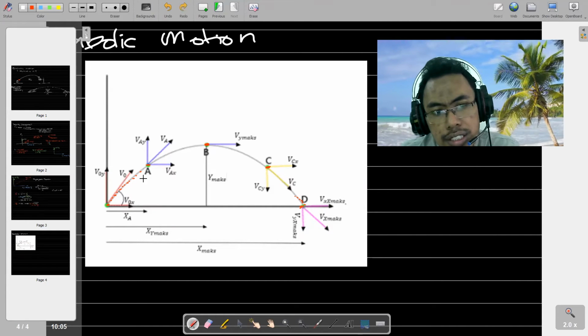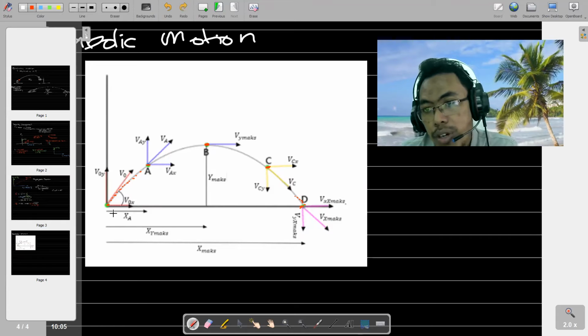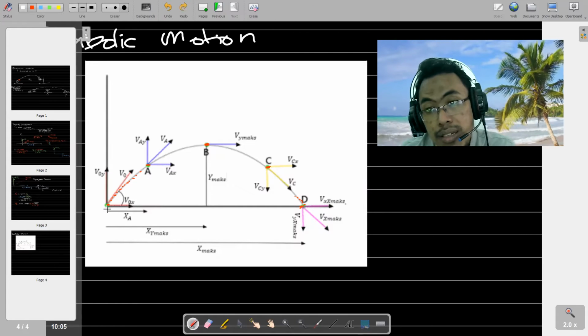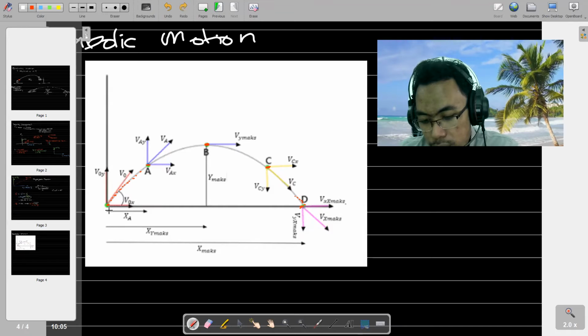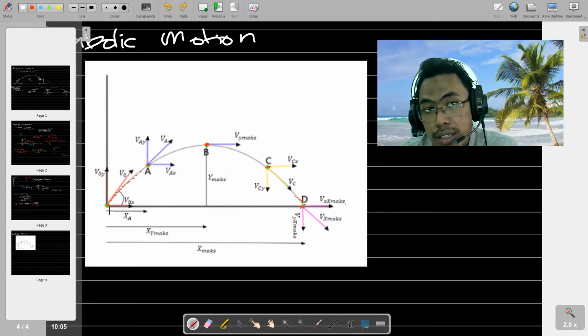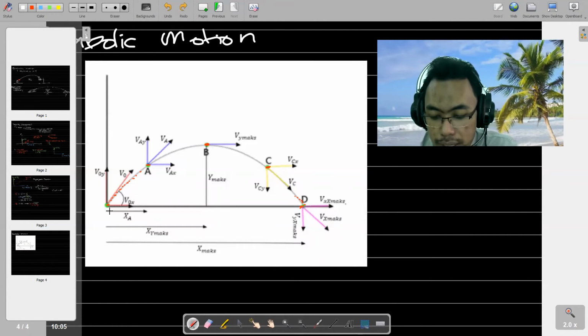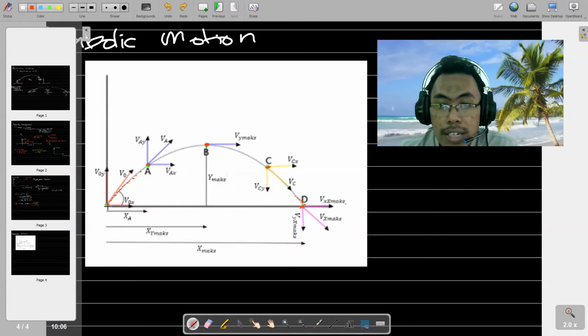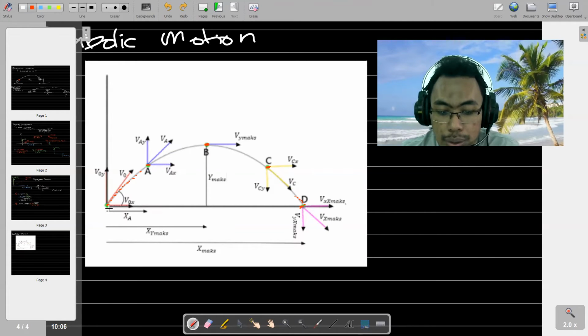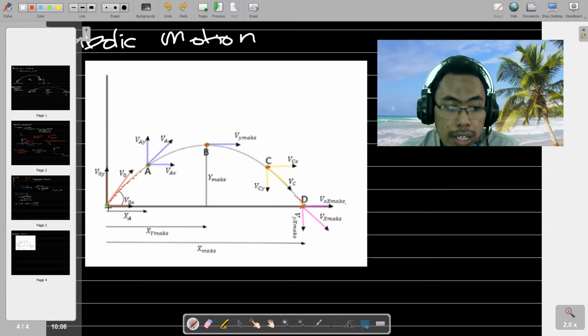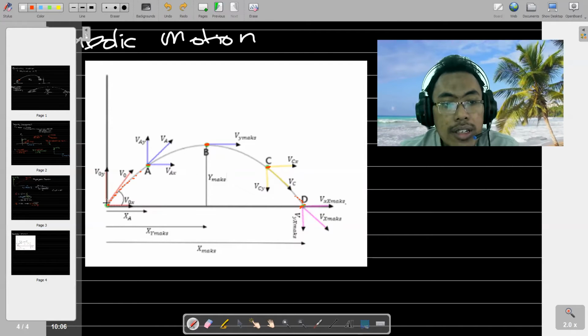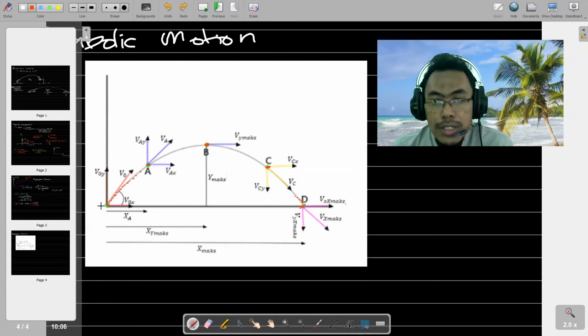The first point we call the initial point. Jadi yang pertama adalah titik awal. The point where the object is still in your hand. Maybe if you have a basketball, then the initial point is when you still grab your ball. So this one is the initial point.